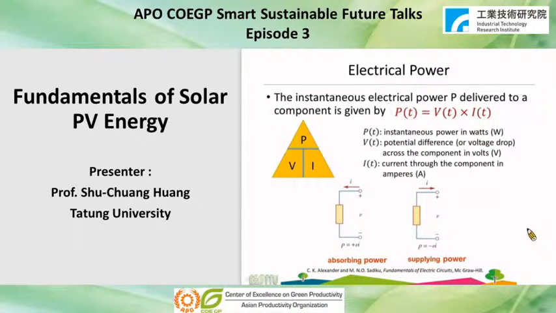So if the power is positive, that means the component is consuming or absorbing power. If the power is negative, that means the component is supplying power instead of consuming it. So our PV module is a power supplier, but the load will absorb or consume power.